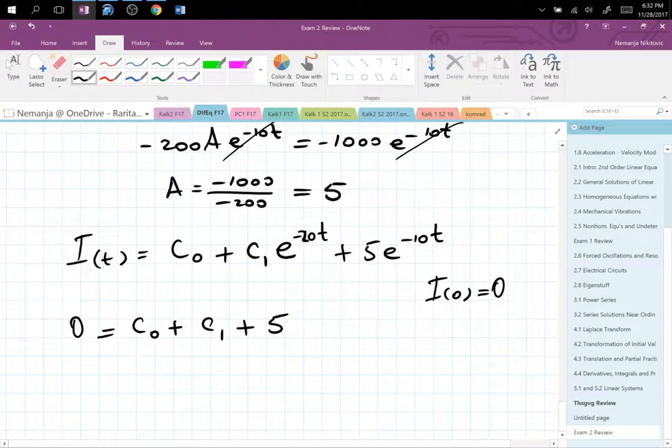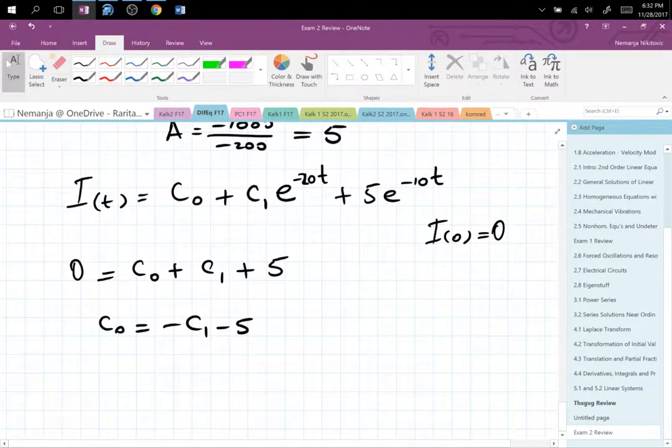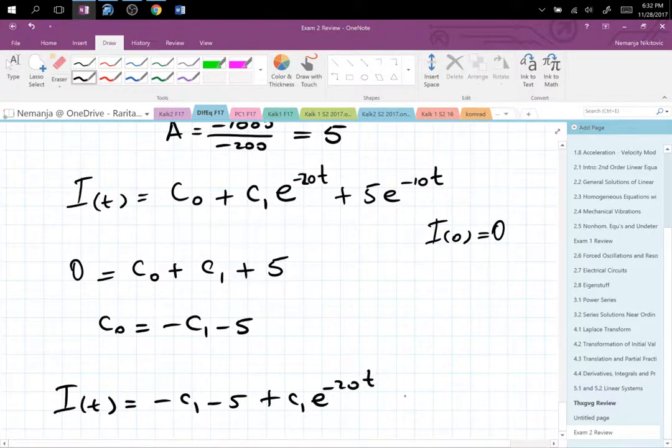So from here we can calculate that C0 is equal to negative C1 minus 5. And then we can plug that in and get negative C1 minus 5 plus C1 e^(-20t) plus 5 e^(-10t).